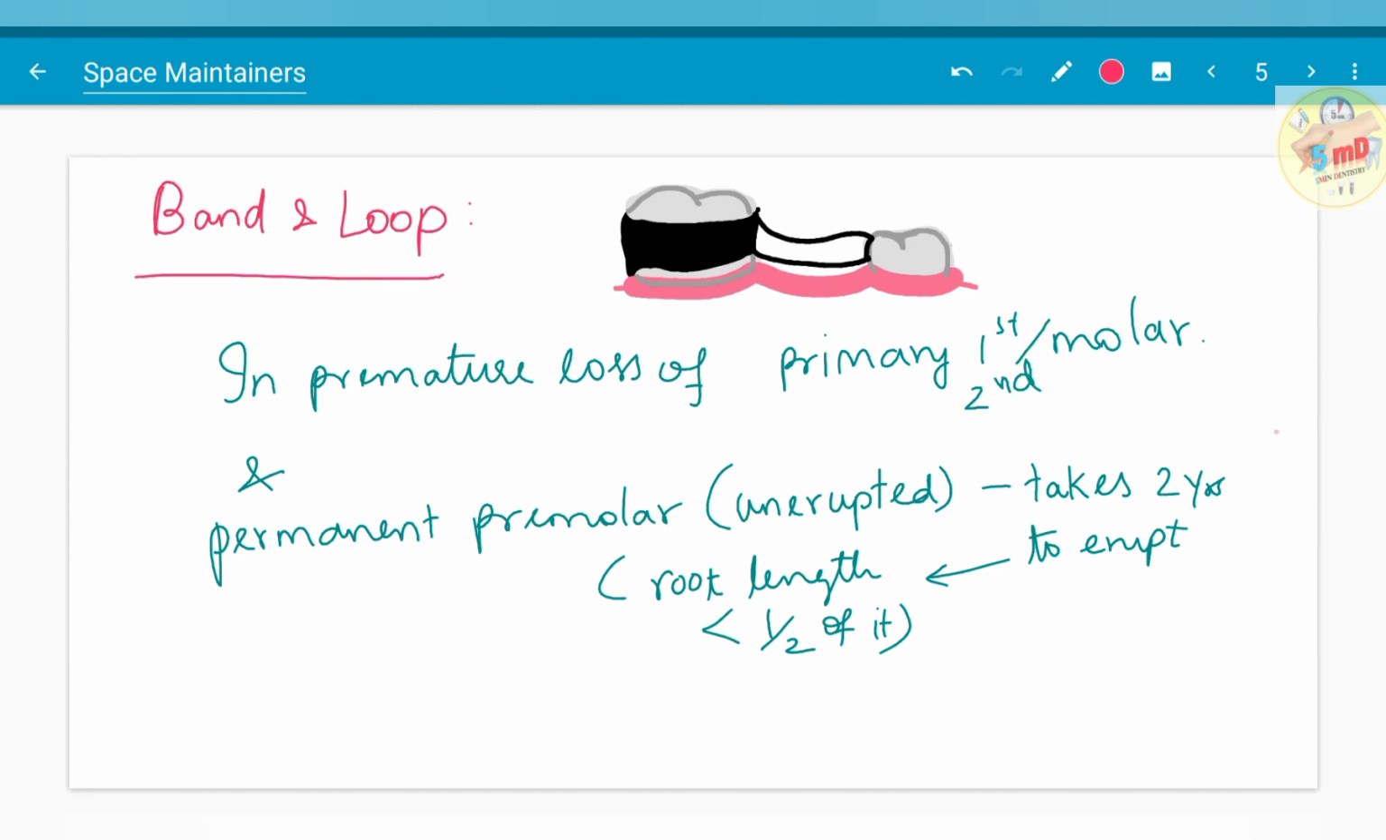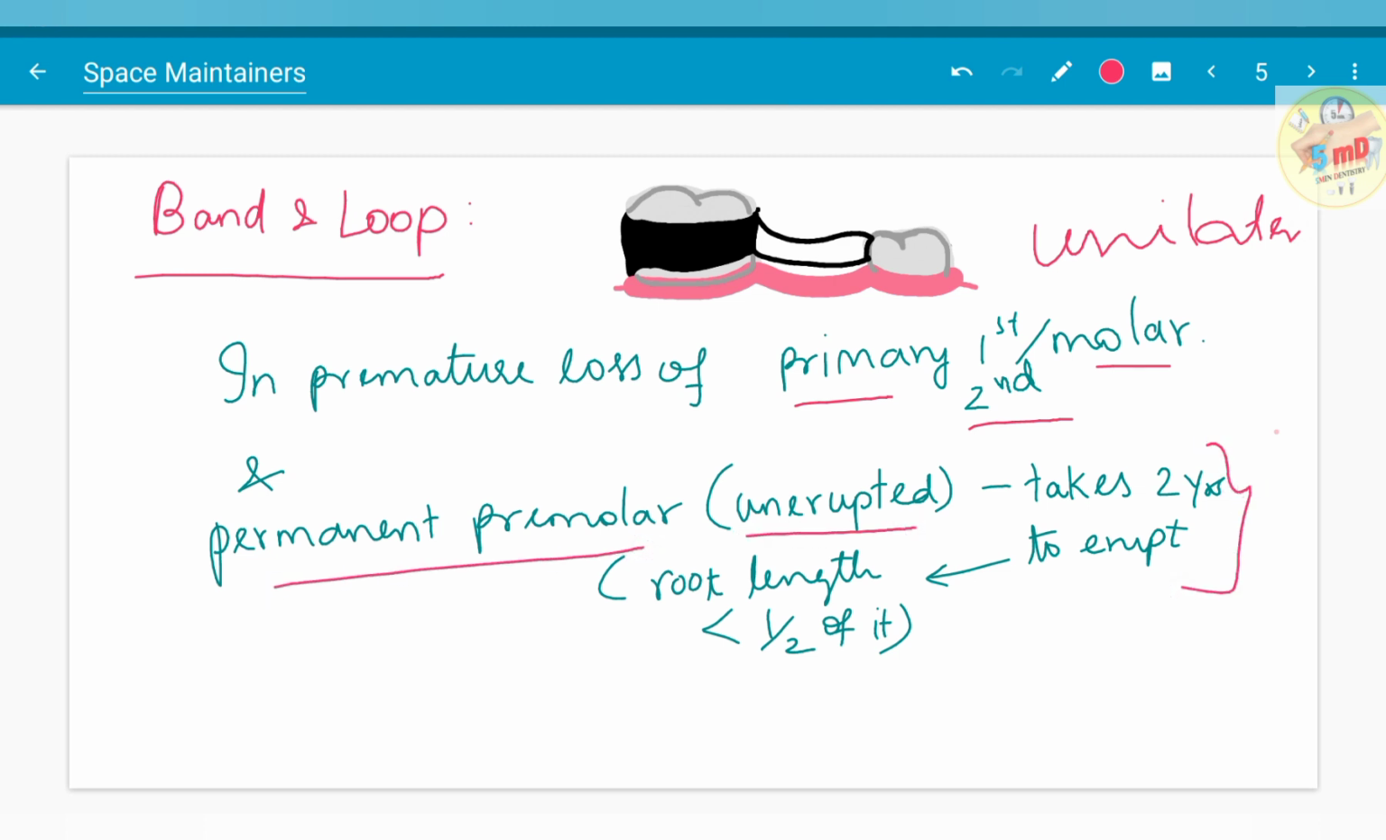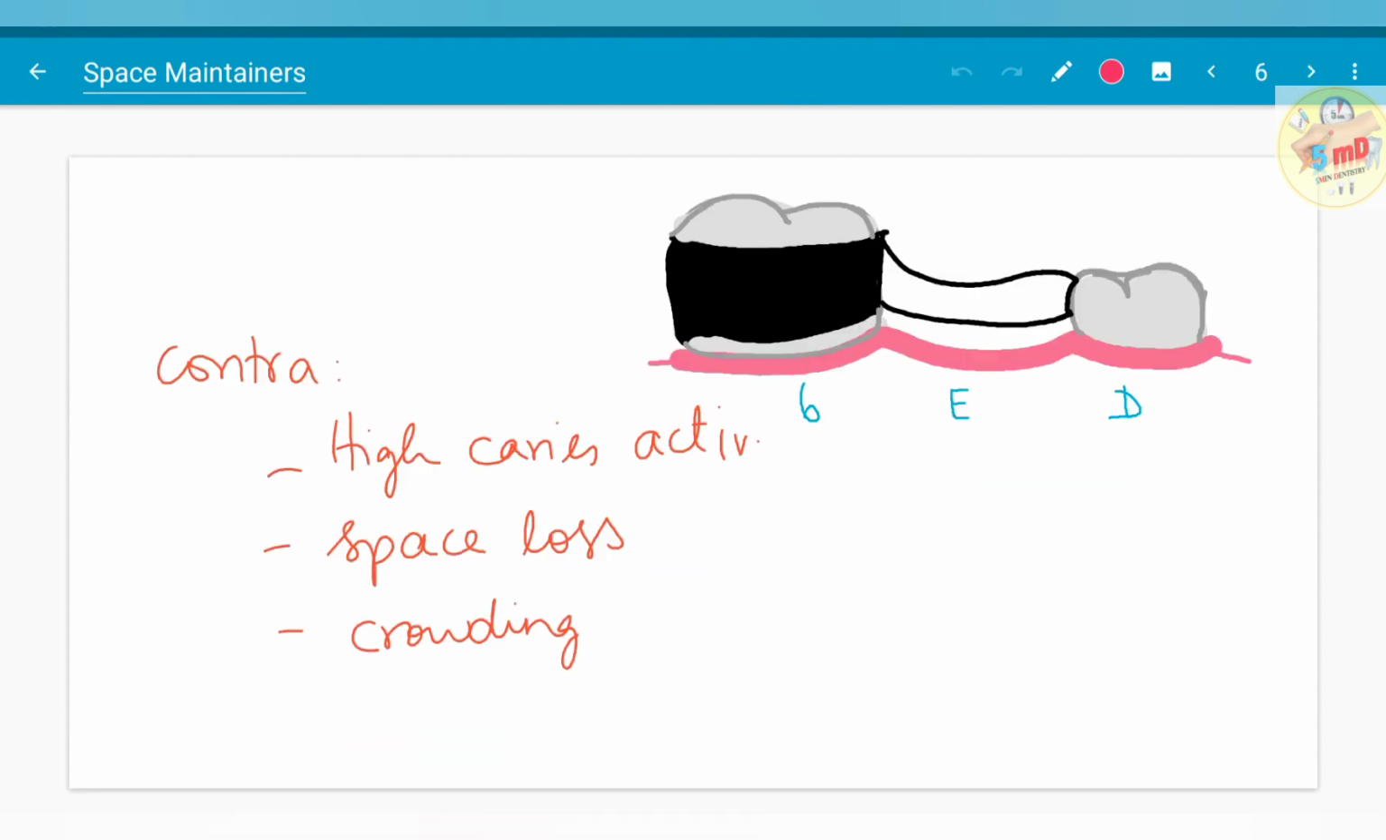Band and loop appliance is used in premature loss of primary first or second molar. Mostly it is used in unilateral cases, rarely in bilateral cases. And it is used when the permanent premolar is unerupted and takes at least 2 years to erupt. You can confirm that in a radiograph by checking whether the root length is less than half of the expected root, so that you know that after eruption, root takes 3 years to get completed for a permanent tooth. So if the root length is less than half of the complete root length, then it takes at least 2 years to erupt, and in such cases band and loop is used.